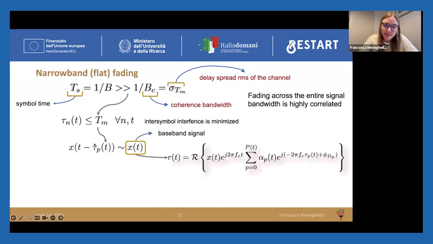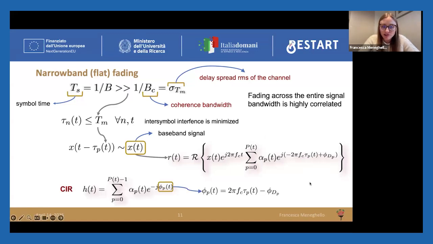And by using this assumption, we can do an approximation in the model of the received signal, because we can approximate this contribution of the signal into the same signal in the baseband component of the signal. And this way, we can also simplify the expression for the channel impulse response that will no longer depend on the delay.